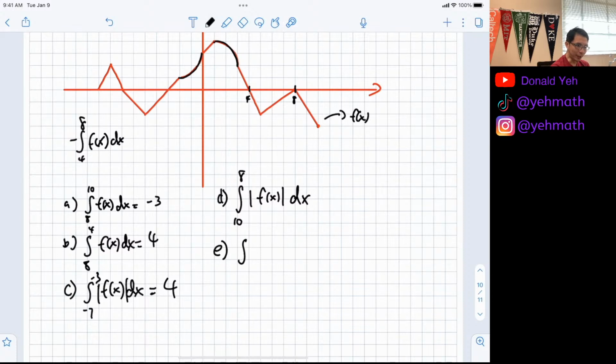All right, so let me give you a more challenging one. Okay, so what's the integration between -9 to -7 of f of x plus 4 dx?